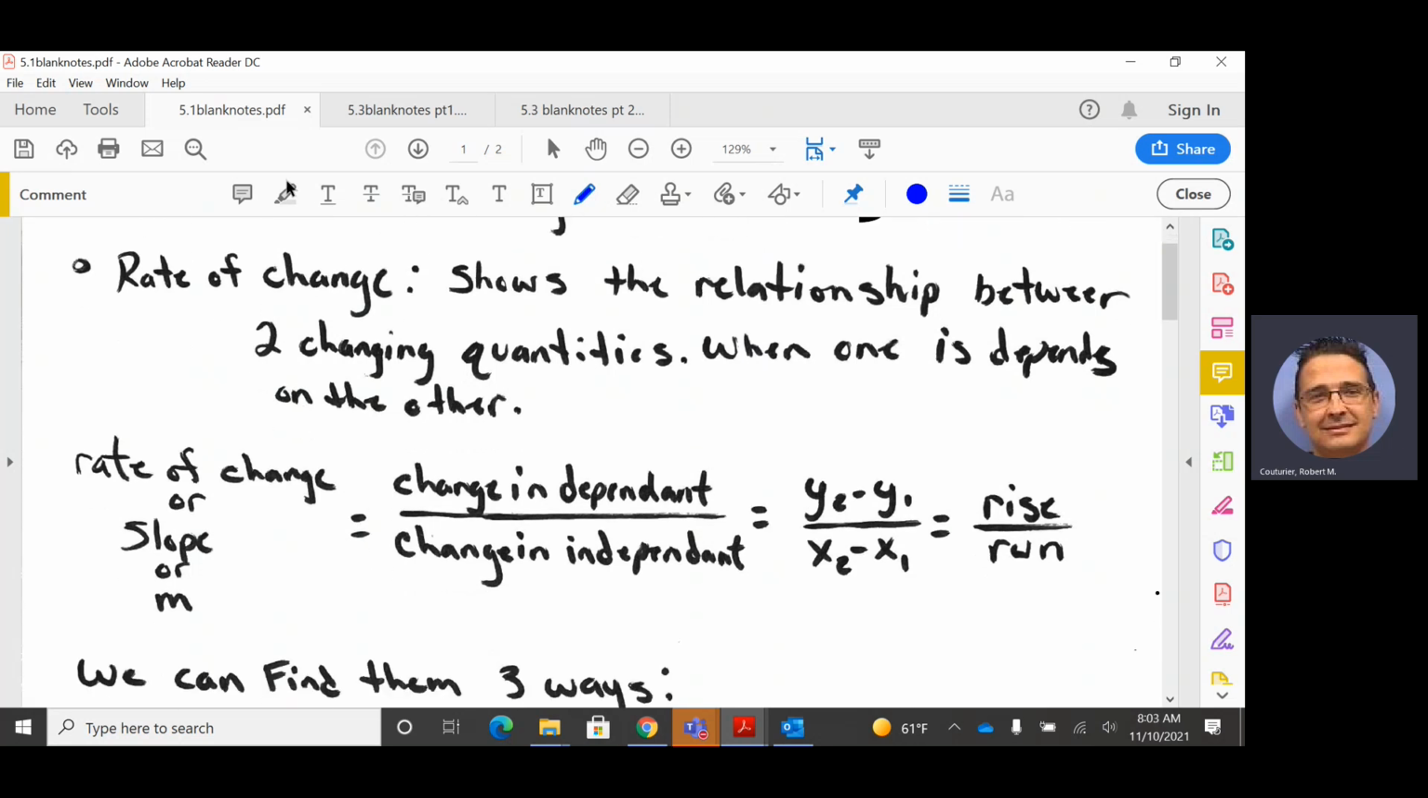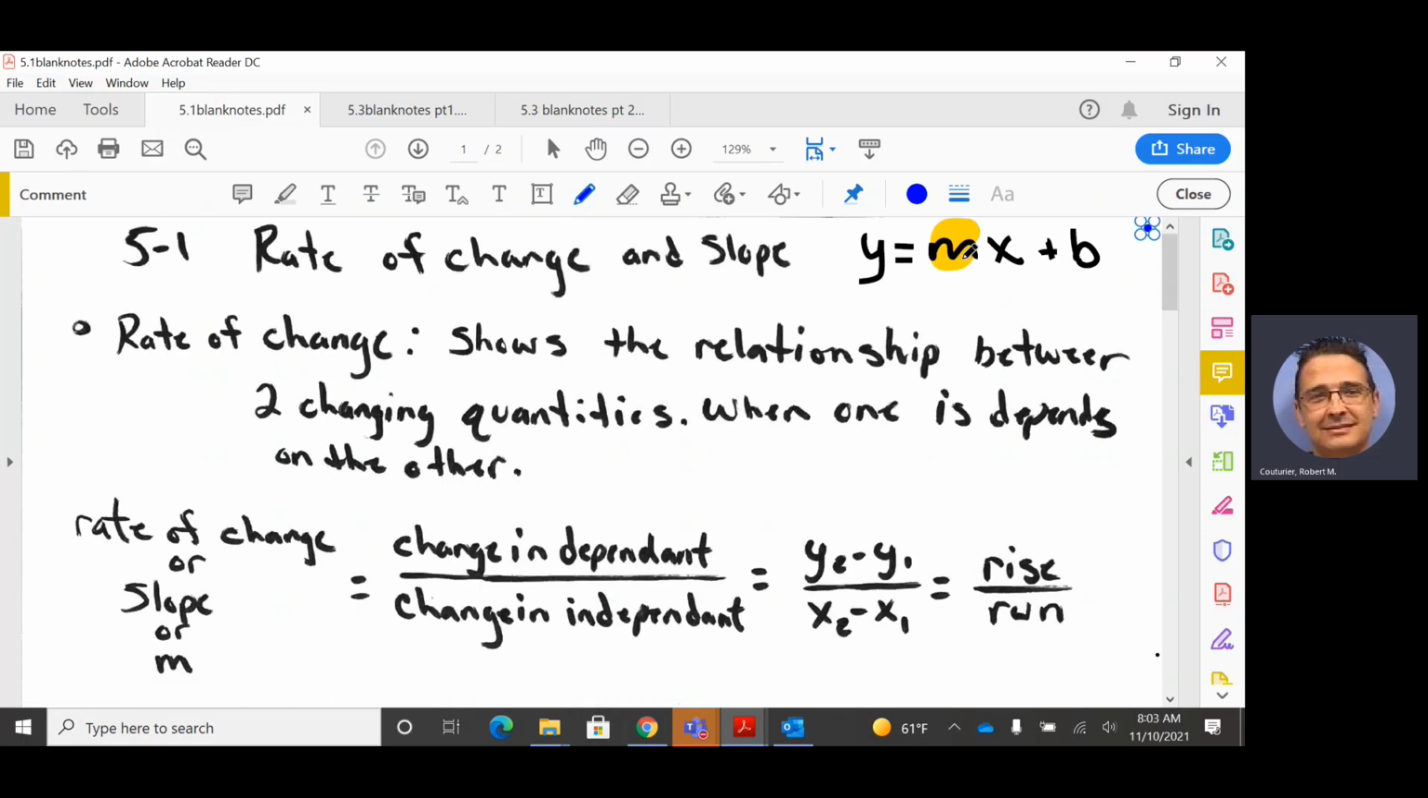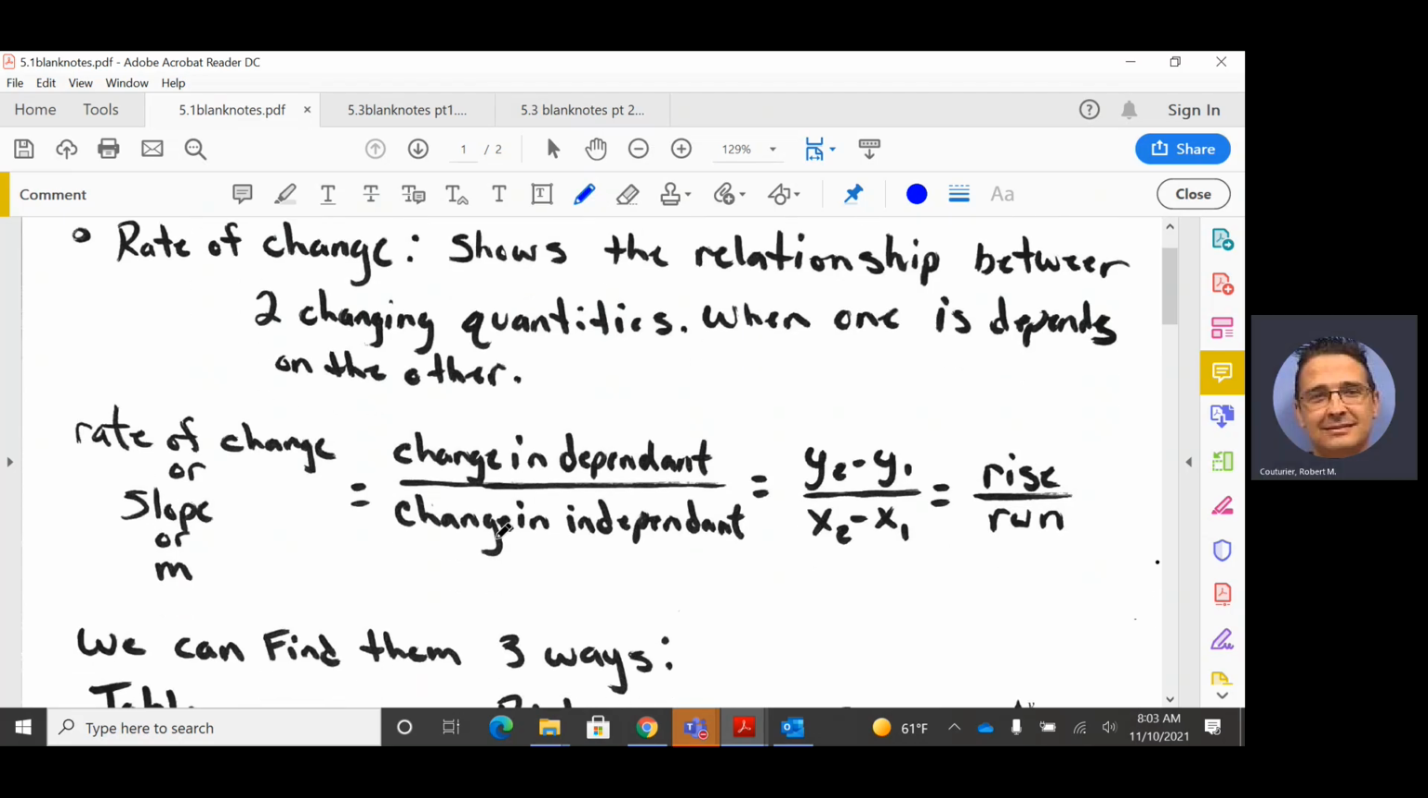A few different ways to calculate this. So rate of change, slope, or m. It's all part of this equation. It's what's being multiplied by your independent variable. What it really is, is the change in the dependent variable, which is your change in y's, divided by the change in the independent variable. In chapter 4, the change in our x's was always 1, and then we looked at the change in the y's and said, there's our rate of change. It's not always the case. They don't always change in that same quantity.